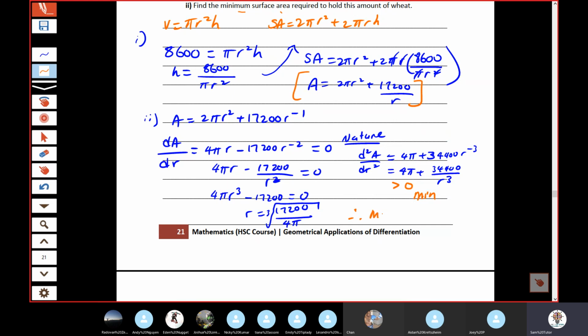Therefore, min area equals, I will do that for you guys, but if someone wants to double check it, you can. I'm just going to first plug in r, cube root it. r is about 11.1. I'm going to sub that into A.